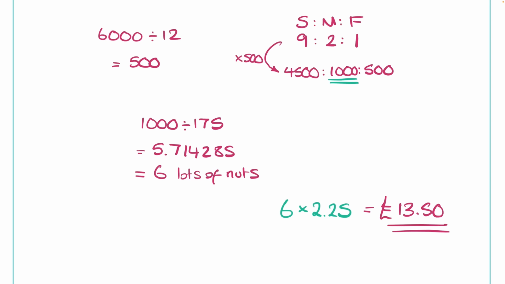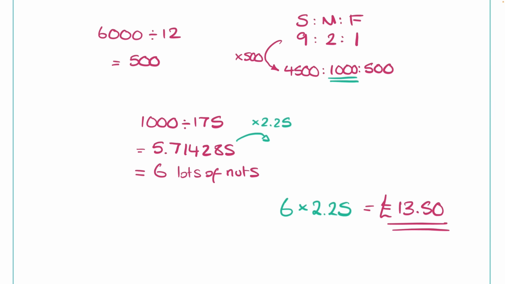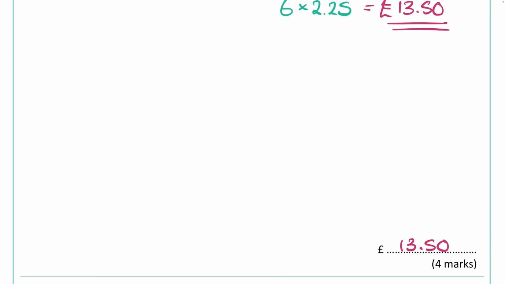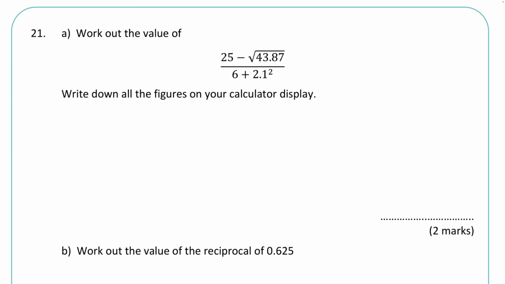Now, to be fair, because it doesn't specify that it can only be bought in 175 gram bags, it wouldn't be unreasonable to take this number and times that by £2.25. Only because the language here doesn't fully specify whether you can only buy them in 175 gram bags. So it wouldn't be unreasonable if you did that, but there we go, 2 different variations of how you could answer that question.